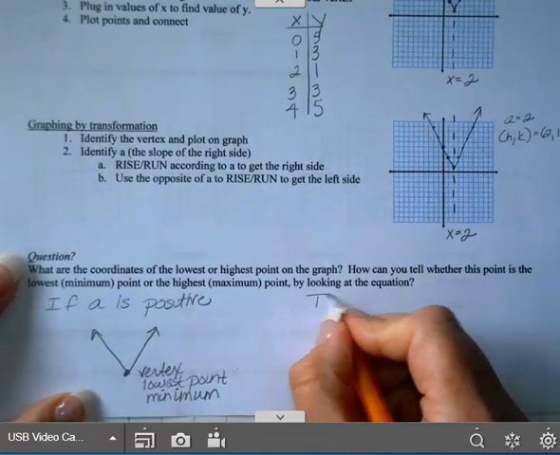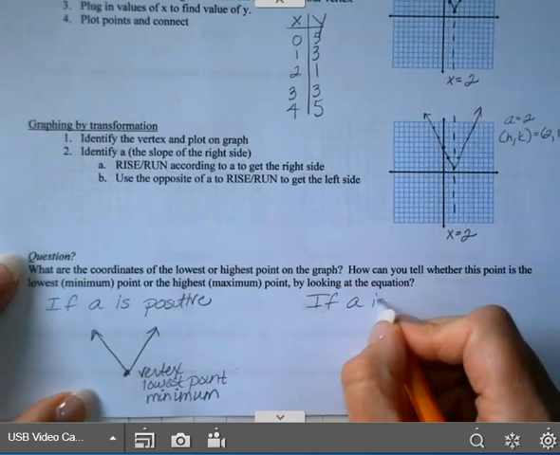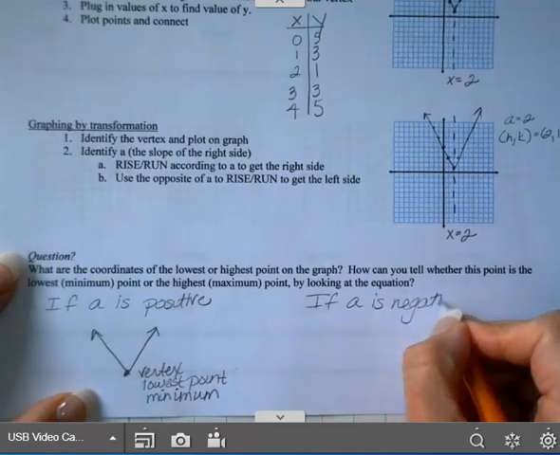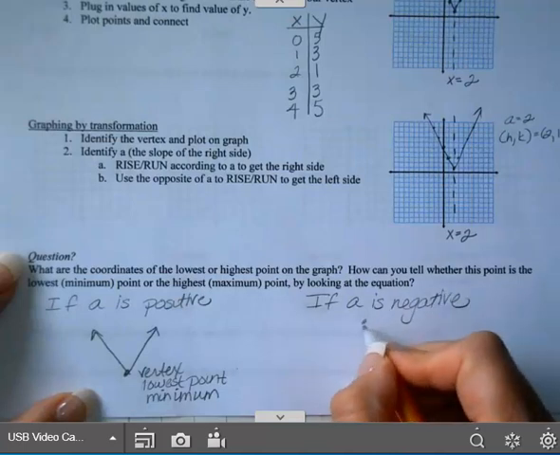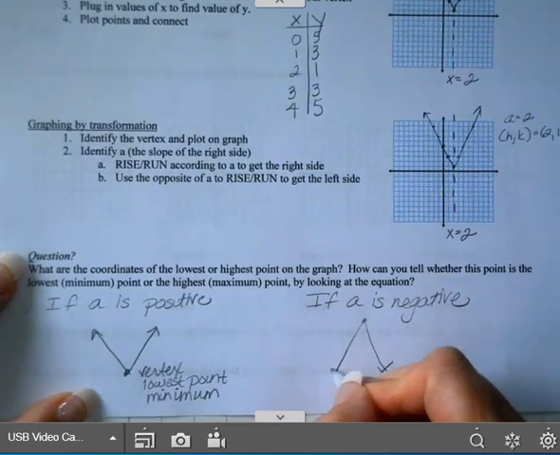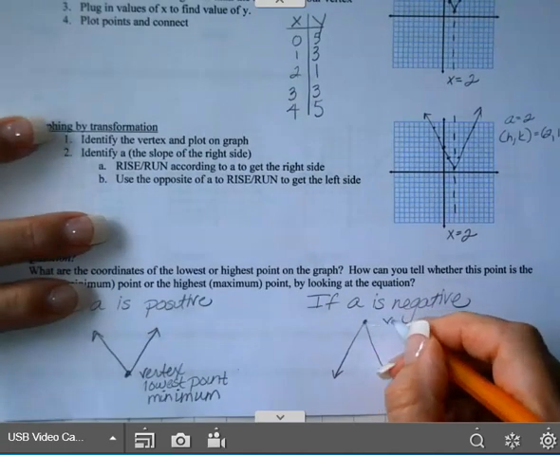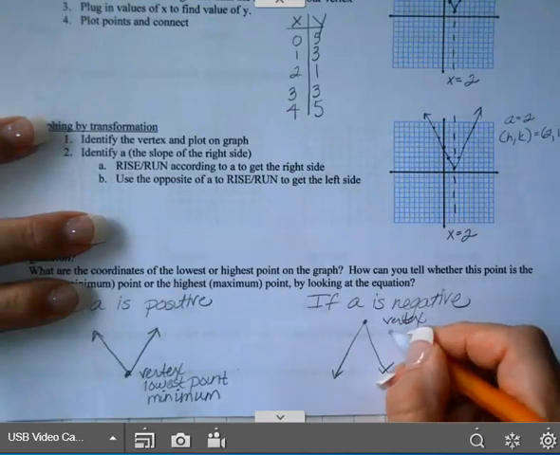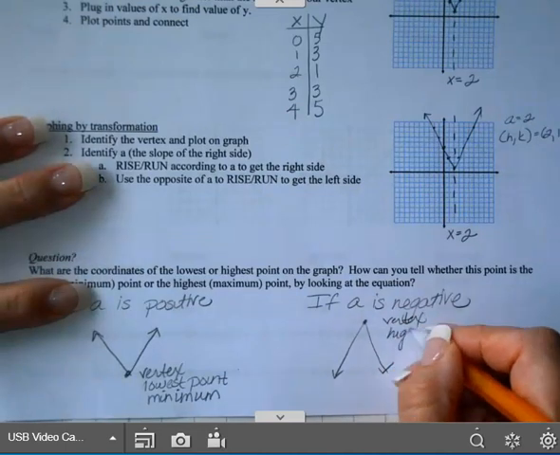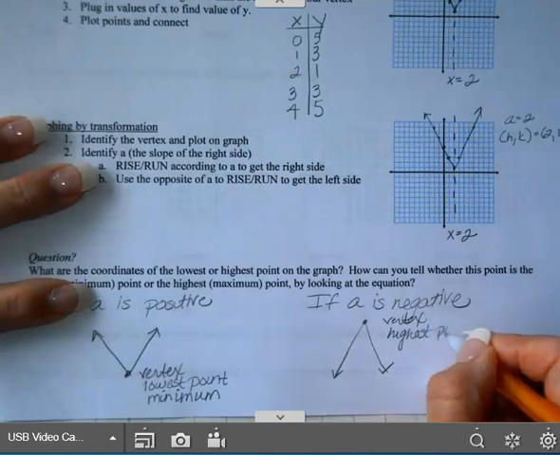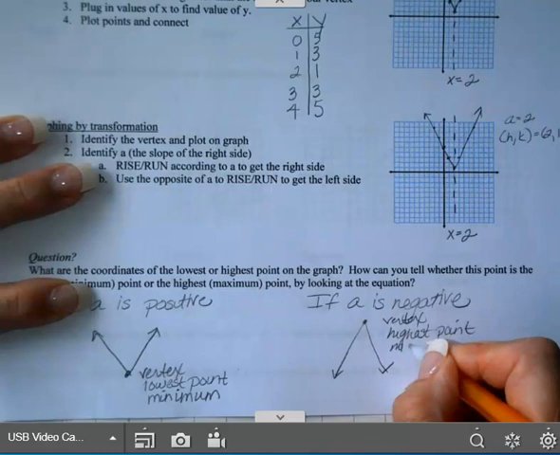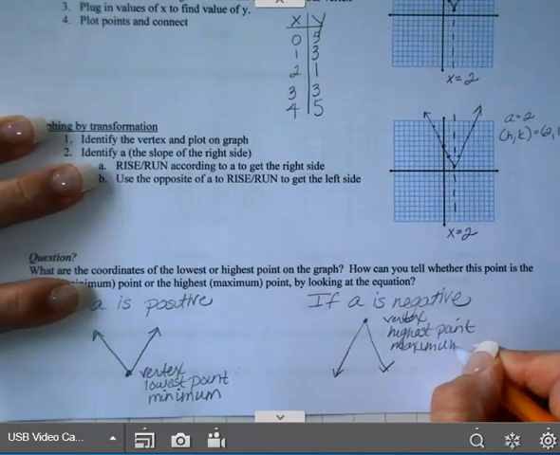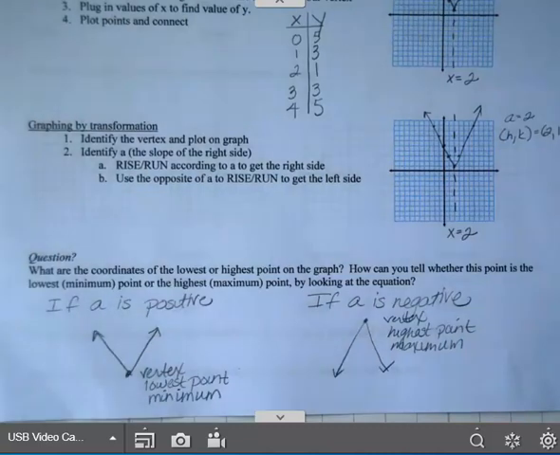If A is negative, my graph opens down. Here's my vertex. This time it's a highest point, which is called a maximum, and that occurs at the vertex. So if you look at your equation, you'll know if you have a maximum or a minimum by just looking at the A value.